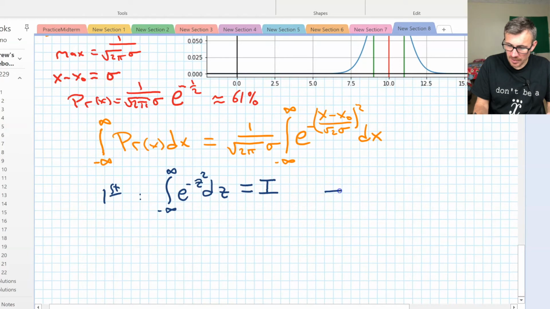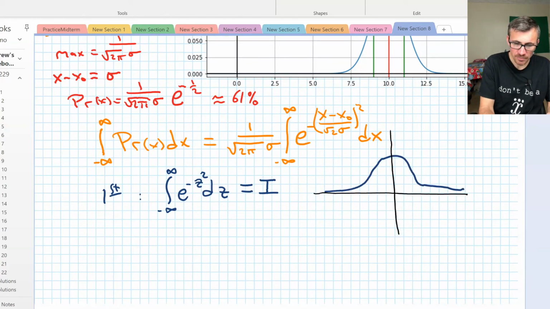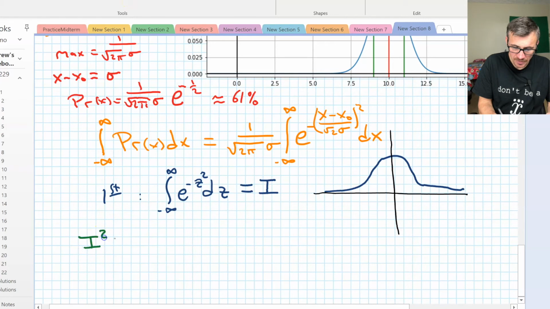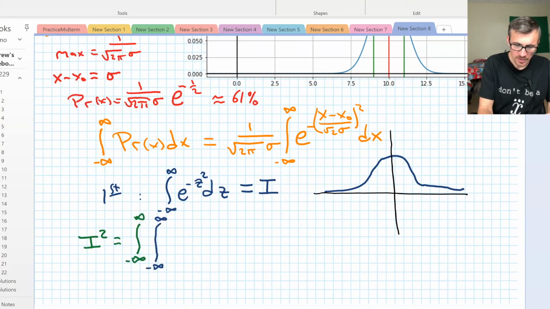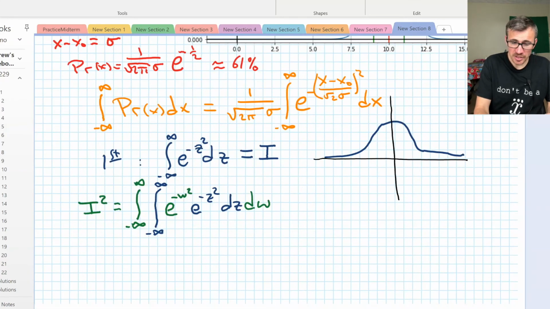I is a Gaussian, and we want to integrate it. We want to find the area under it. And in order to do so, let's actually consider I squared. Let's write that down. It's this integral squared. So we're going to have two integrals here. Now we can't use the same variable, I guess. So we'll use another one, w, for the second one. Okay, and we're actually just integrating.